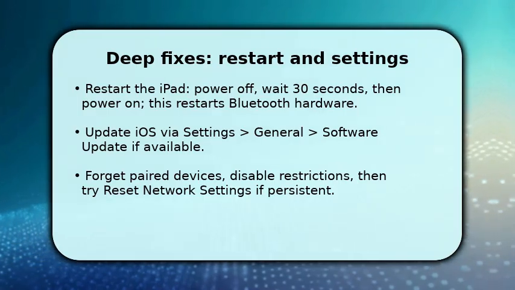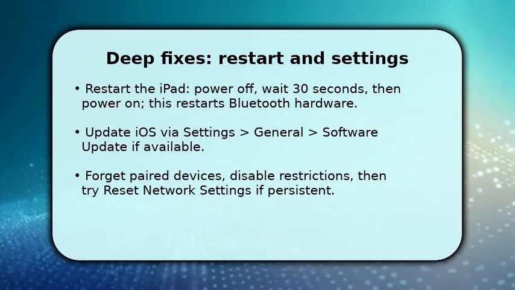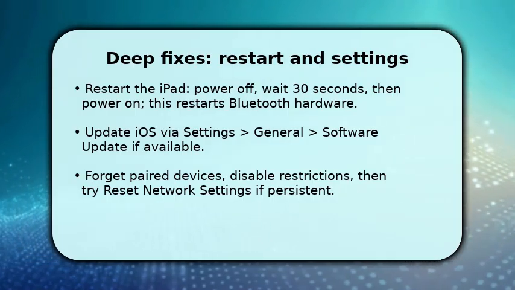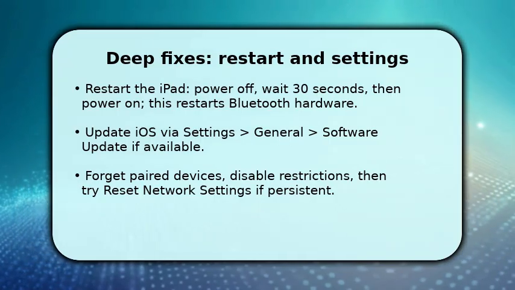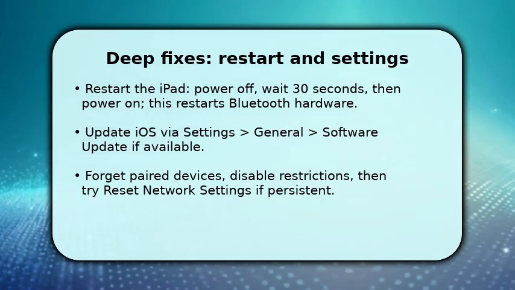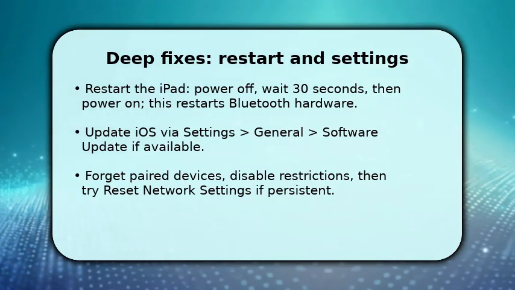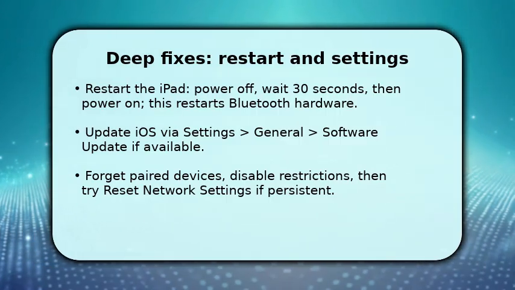Once rebooted, check Settings General Software Update. Installing updates often resolves firmware-level Bluetooth bugs. If specific accessories misbehave, tap the info icon and choose Forget this device, then Repair. As a stronger step, go to Settings General Reset and choose Reset Network Settings. This clears saved radios and often resolves hidden configurations.